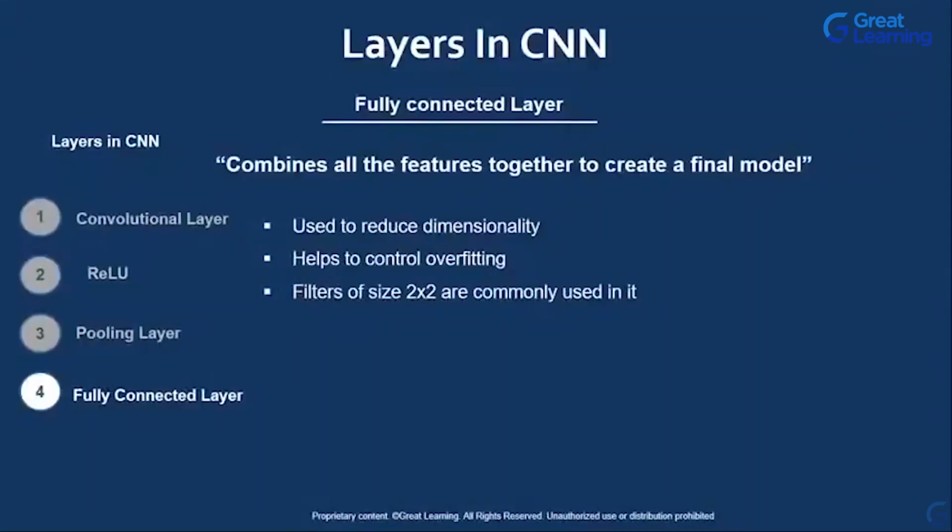So now let's have a look at the last layer we have in CNN. Lastly, we have the last layer, that is the fully connected layer. Now I have 4 pixels, so I can process them, and that will not take a long time. So what do I do using the fully connected layer? In that layer, I reduce the dimensionality. It helps to control overfitting, and the filter size can be 2 by 2.